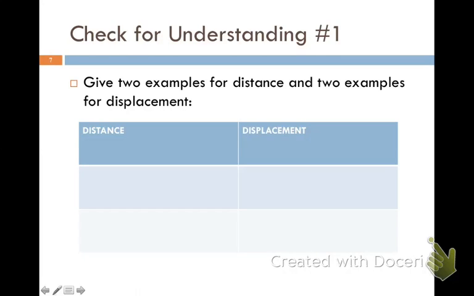All right, so this part I'm going to leave up to you guys. I just went over an example of distance and displacement, but on your packet, and I'm going to be checking this in class tomorrow, come up with 2 of your own examples for distance and displacement.